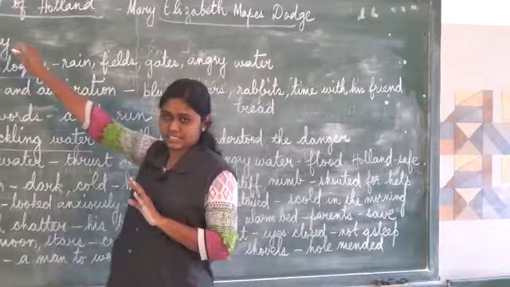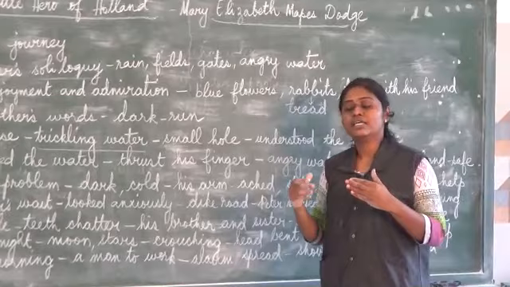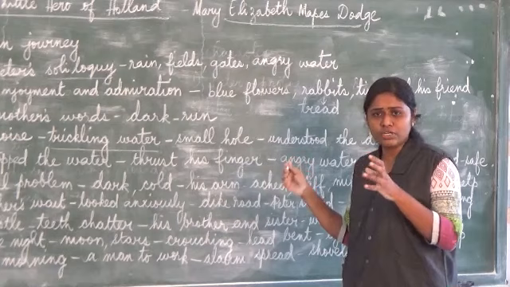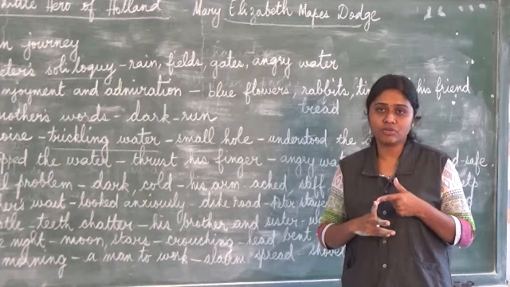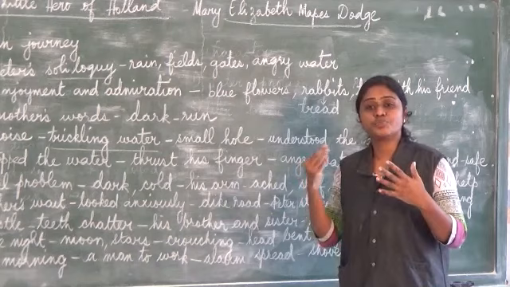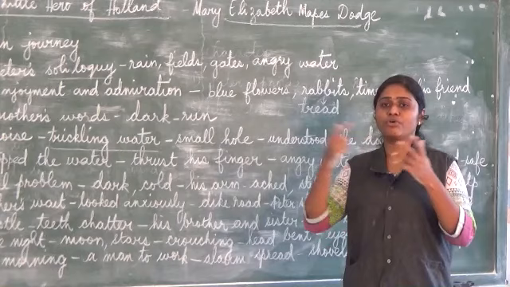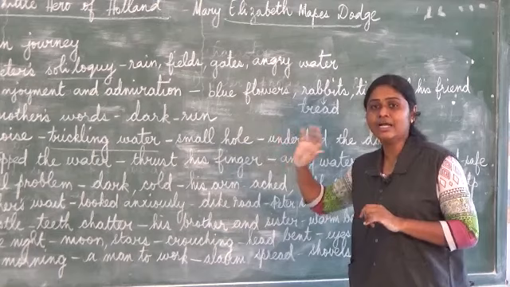So from this lesson, what are the things we come to know? Just as a small boy, he has done so many things. As soon as he saw the hole in the dike, he did not think that he has to call someone else to mend the dike. He thought it was his duty. So that immediate decision taking, in that small age itself, he was able to do so much. His bravery, his sacrifice of spending the whole night in dark and cold instead of going and sleeping in a warm, comfortable bed. So all these qualities are highlighted from the character of Peter.